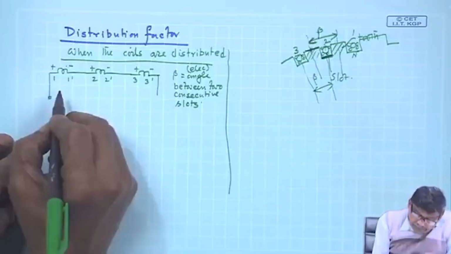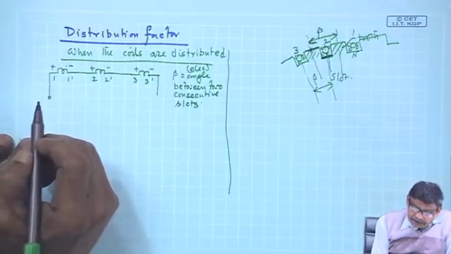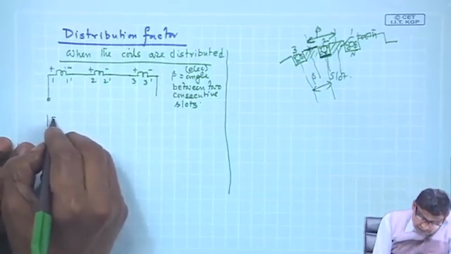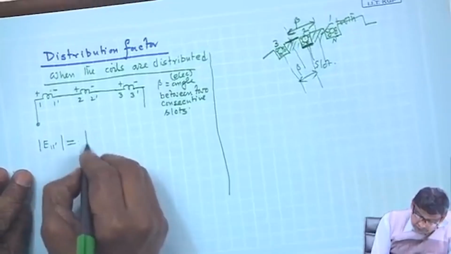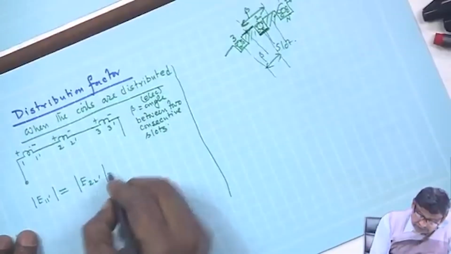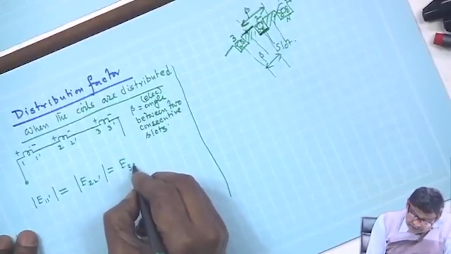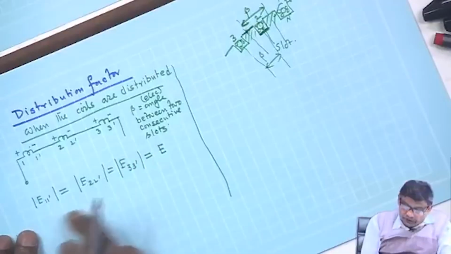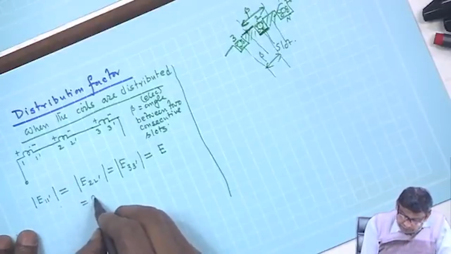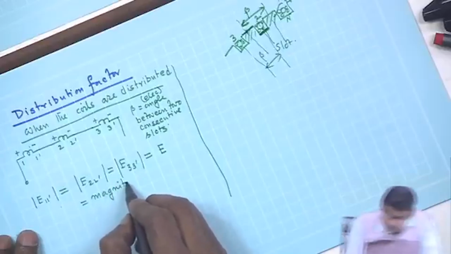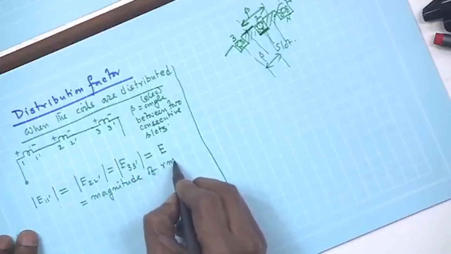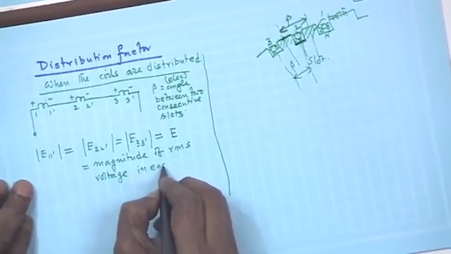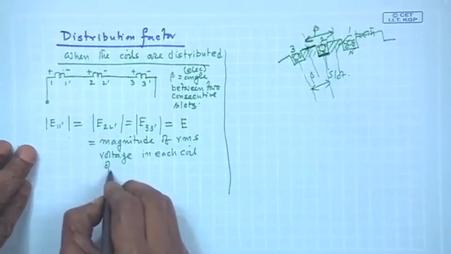Now, the RMS voltage induced in each coil, the magnitude of the RMS voltage will be the same, that is E 1 dashed is equal to E 2 dashed is equal to E 3 dashed, and let this be called E. Magnitude of the RMS voltage is equal in each coil of n turns.